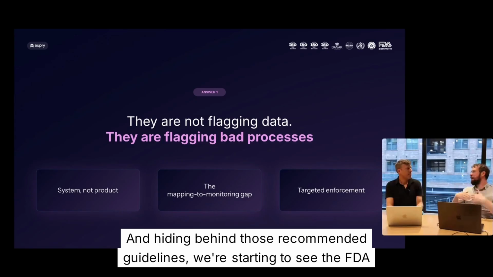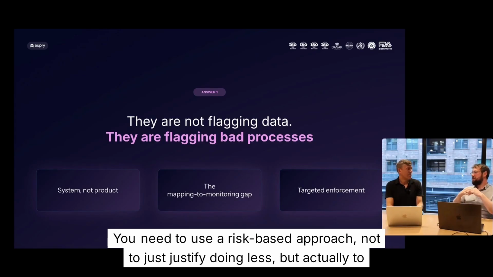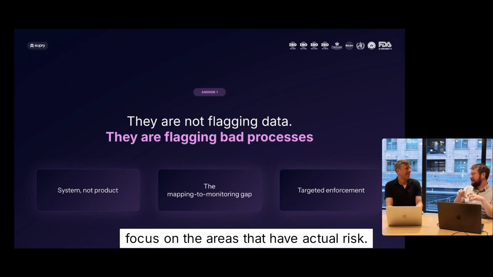And hiding behind those recommended guidelines, we're starting to see the FDA have an increased focus on, well, you need to have critical thinking. You need to use a risk-based approach, not to just justify doing less, but actually to focus on the areas that have actual risk.